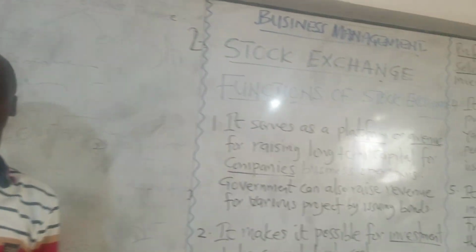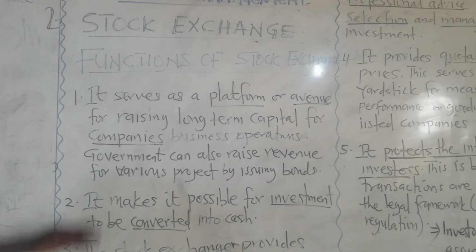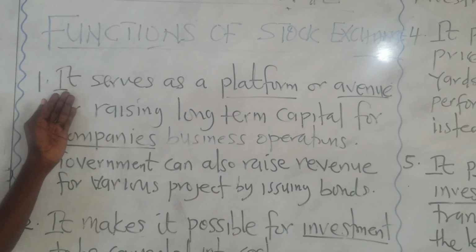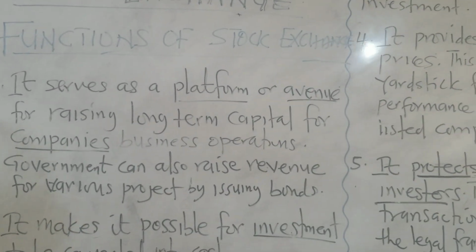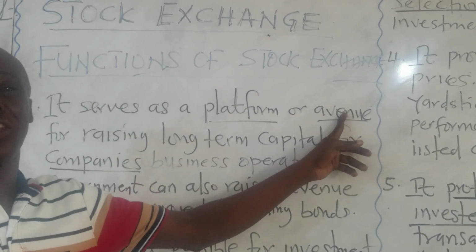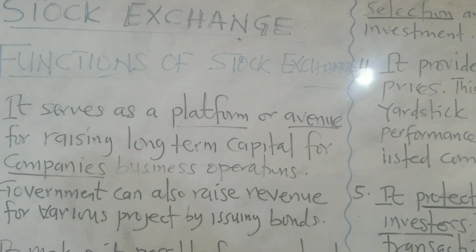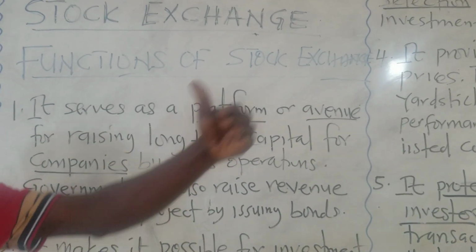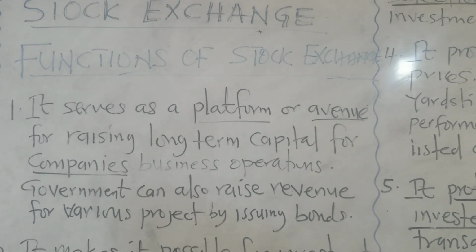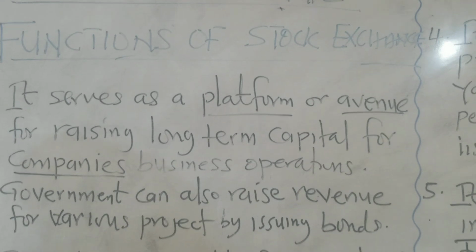Now let's come to what we have for today. Very simple, straightforward. Some of the things have already been done. The first one, very simple, straightforward. We said that the stock exchange is a platform or an avenue. It is a means of raising funds or long-term capital for business operations. So when companies want to raise long-term capital, they can do so through the stock exchange.